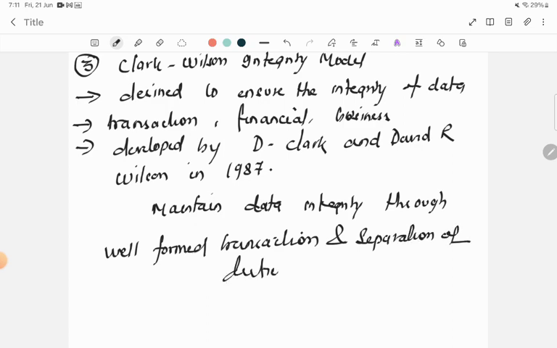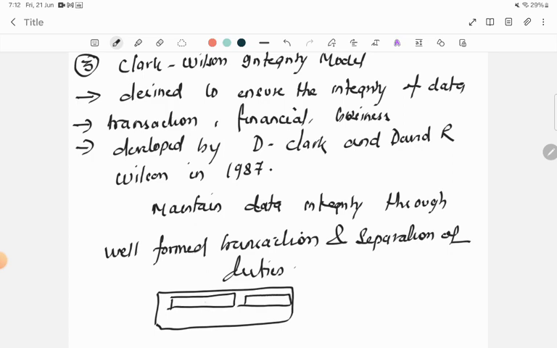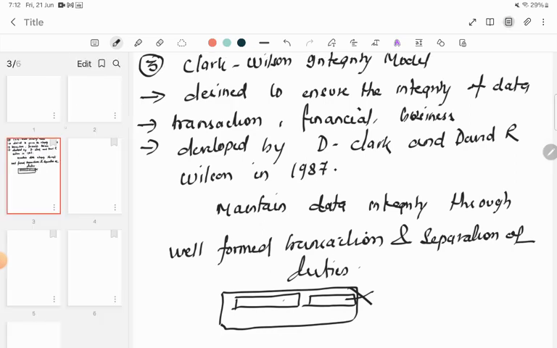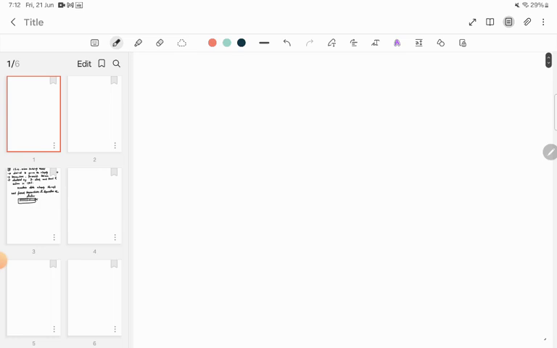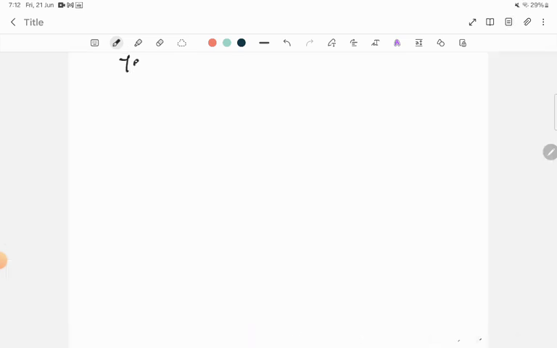I'll take a very basic example. Suppose you have a bank account. Can you change the account number in that app? Can you change any sensitive information in that app? No, you cannot. This whole model revolves around the same concept. First we'll talk about some terms, and then we'll go to the model part. So let's talk about some terms used in this model.